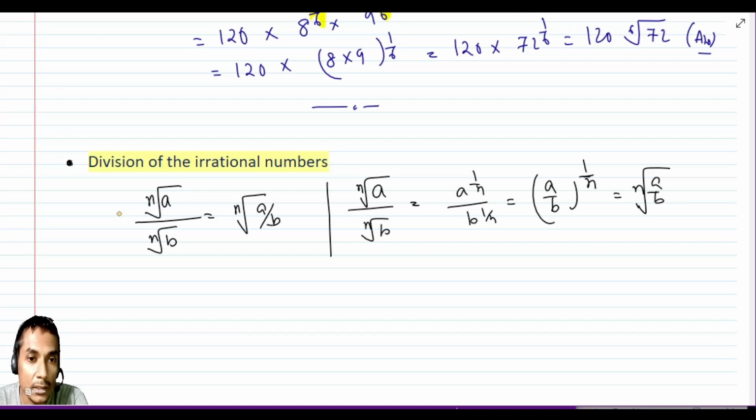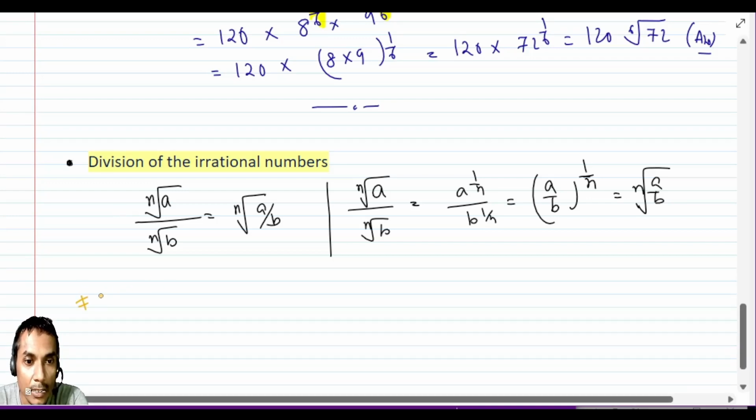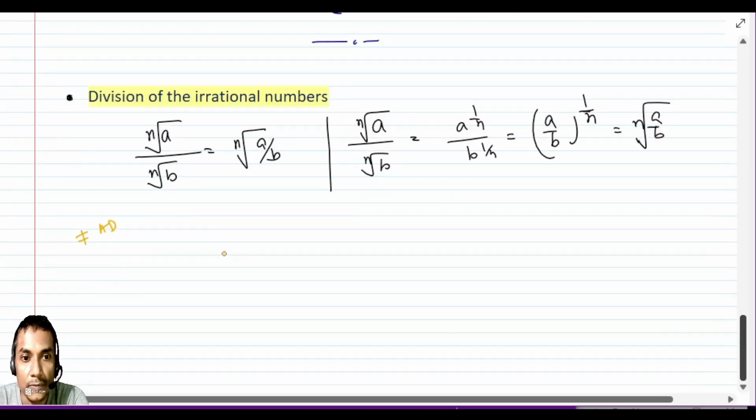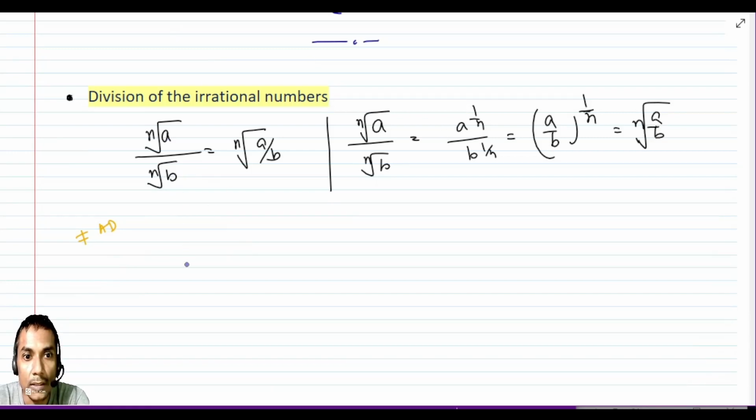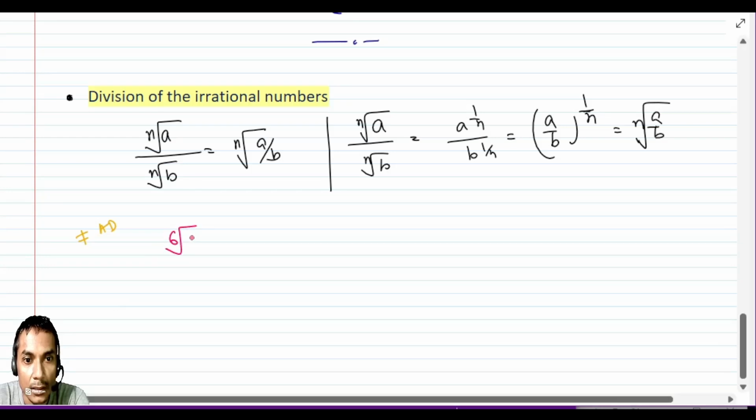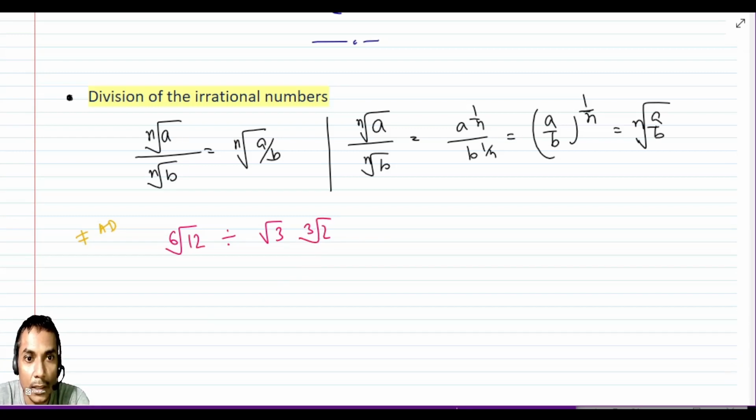It is not necessary. So here also I'm directly following the AD rules, hashtag AD. So let's start this. Take one example: the question given is 6 root 12 divided by root 3 into 3 root 2. Clear? How can you do that?